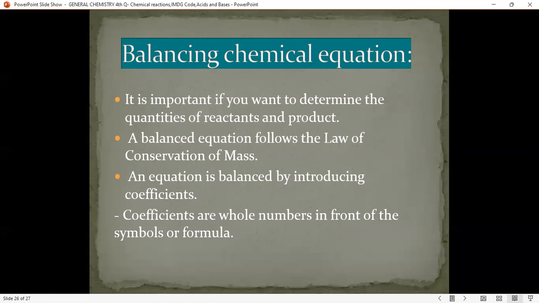Okay, so the law of conservation of mass states that the mass of the reactants before the reaction is equal to the mass of the products. Okay, so that's the law of conservation of mass. So you did not add anything, you did not remove anything. It's just exactly the same. All right, so the coefficients are whole numbers in front of the symbols or even chemical formulas.